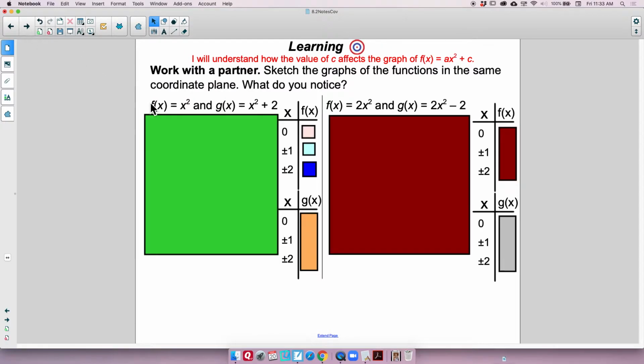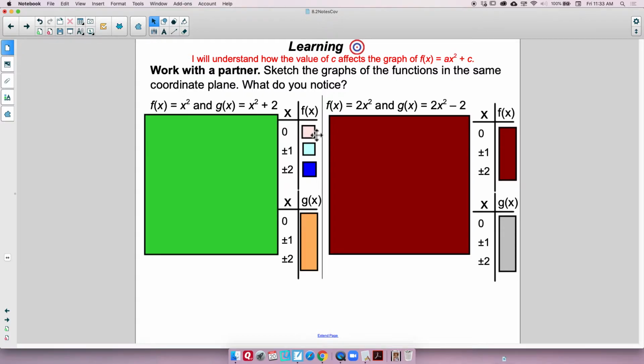Moving on. Okay, our learning target will be to understand how the value of c affects the graph of f of x equals ax squared plus c. And really not a huge step from what we did before, which is nice. Okay, so obviously you're not going to work with a partner here. We're going to sketch the graphs of the functions in the same coordinate plane. So here we're going to do f of x equals x squared, our parent function. And then we're going to do g of x equals x squared plus 2.